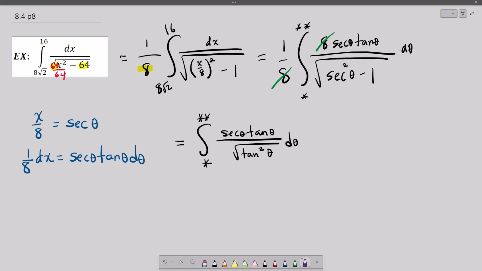So square root of tangent squared is tangent, and that's going to cancel with the tangent in the numerator. All we have left inside then is that secant. And we've seen earlier that the integral of secant is natural log absolute value of secant plus tangent. And no plus C because we have limits.